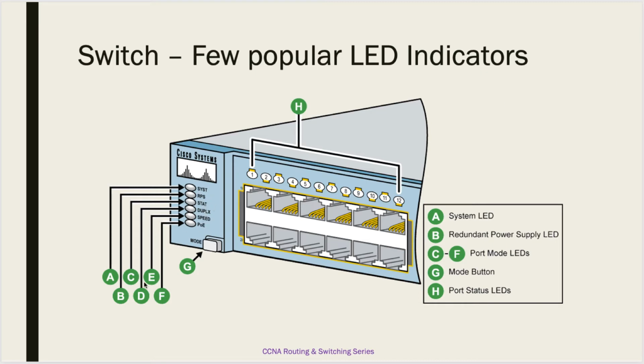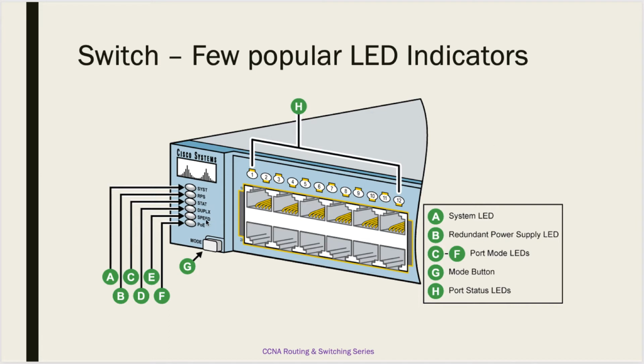After RPS, the third one, denoted by C here, is STAT, S-T-A-T. We also had SYST, which was for the overall system. This STAT is for each port. If the Ethernet port where we have something connected is on, that indicates the status of that particular port. Followed by STAT, we have duplex. I'm sure you might have guessed, if it's on, the port LED implies the duplex of that port. If it's on, by default it's full duplex, and if it is not on, that port is operating in half duplex mode.